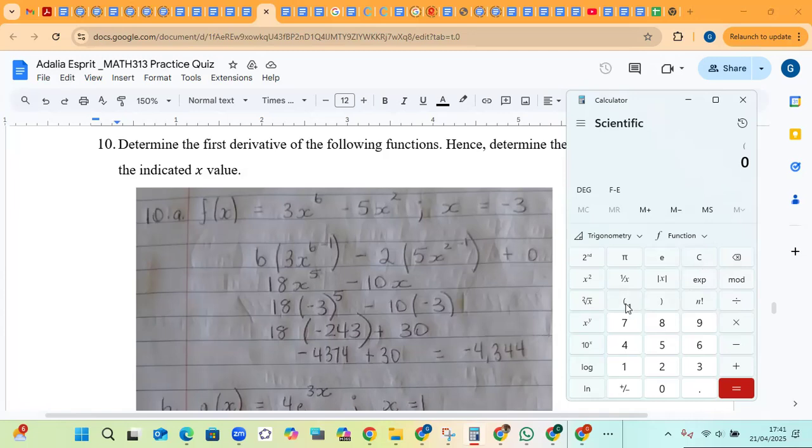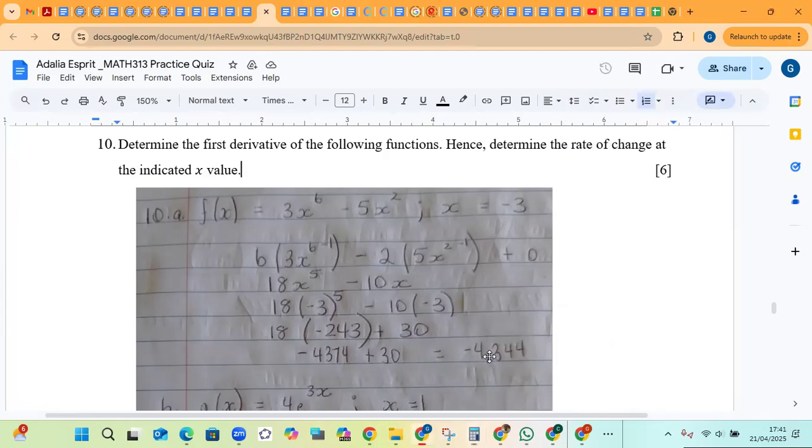So we have open a bracket, negative 3, raised to the 5. That's -243. And -243 times 18, doing this step by step, is -4374. And a negative times a negative is a positive. Oh, I did not put -3. That's why. So that's a positive 30 now, so I just add 30. So this is correct.